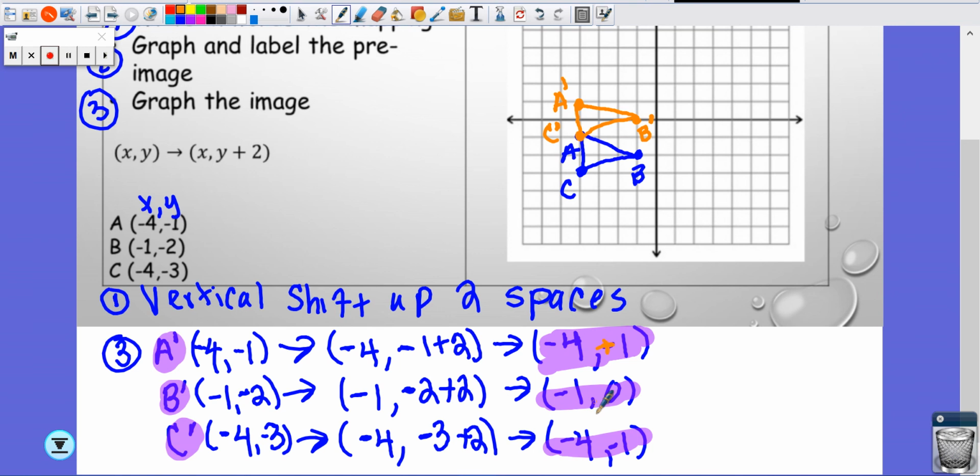And you notice that these are what we call rigid transformations. They don't change their shape or their sizes. They stay exactly the same, yet they just change positions on the coordinate plane. All right.